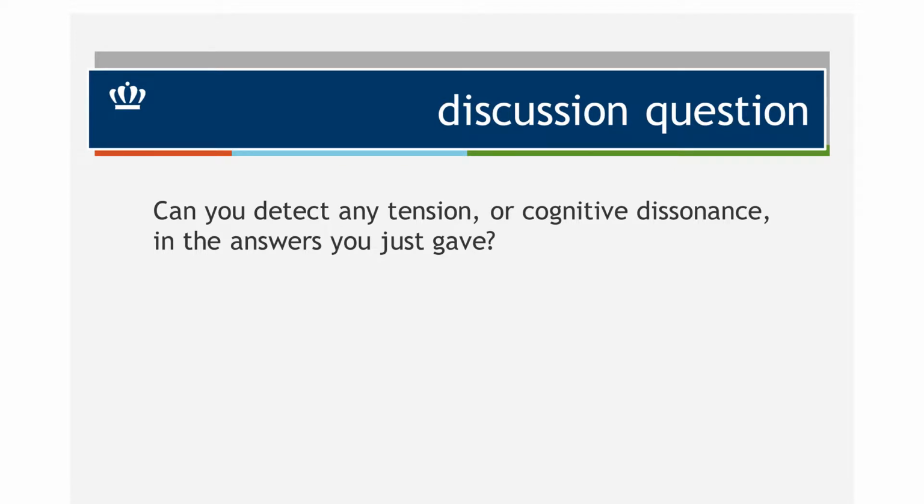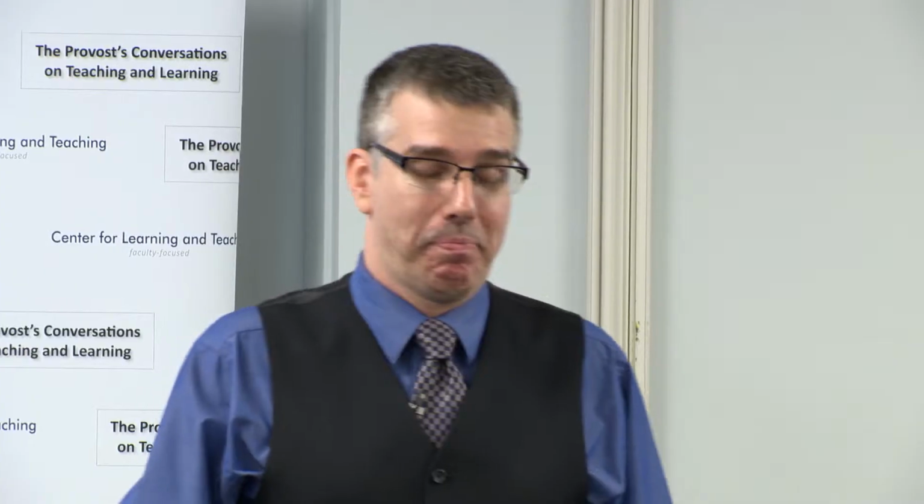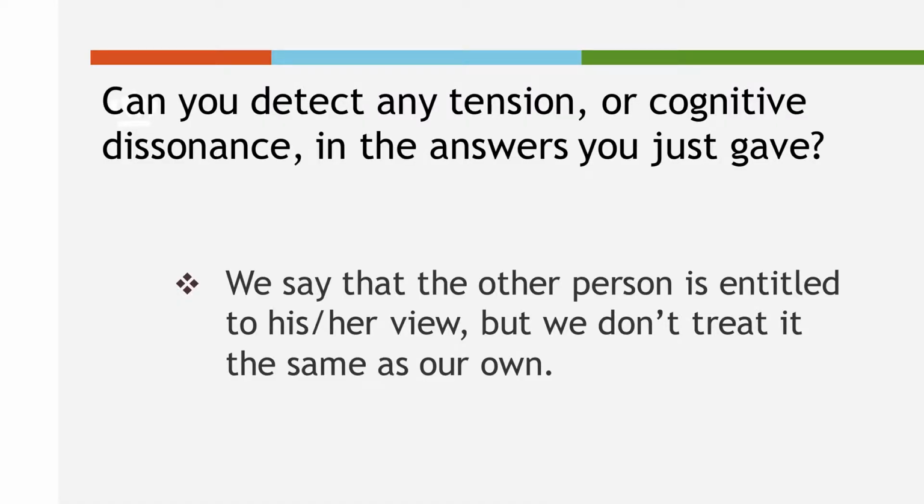So I want to ask you then, if you don't rather see a bit of a tension in the answers that you just gave. That is, you say that the other person is entitled to their opinion, and yet you treat that person's opinion quite differently than you do your own. You don't treat them equally, you don't treat them the same, and yet I'm presuming that the other person is just as entitled to their opinion as are you. So I'm wondering if you can sort of see that there's a bit of a cognitive dissonance here. You're not really willing to treat that person's opinion the same way that you do your own.